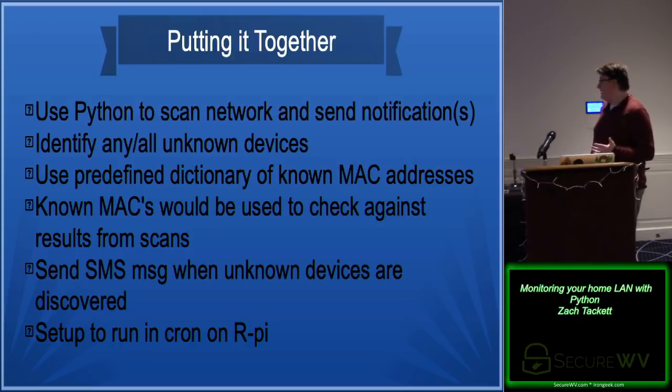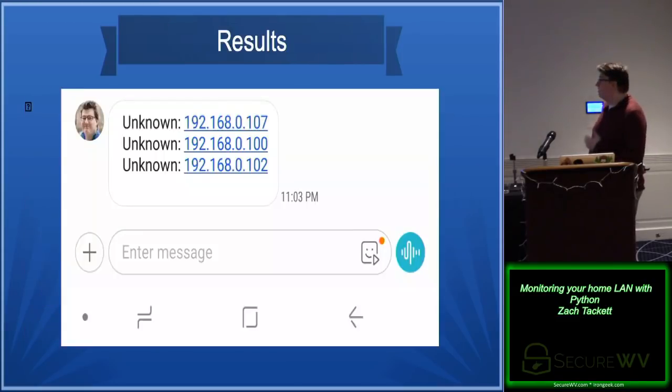And at the end, I would set it up to where it would send me an SMS notification straight to my phone when it would identify any unknown hosts. And I set this all up to run in a cron job on a Raspberry Pi. This is what the results look like. It just sends me a straight text notification straight to my device.